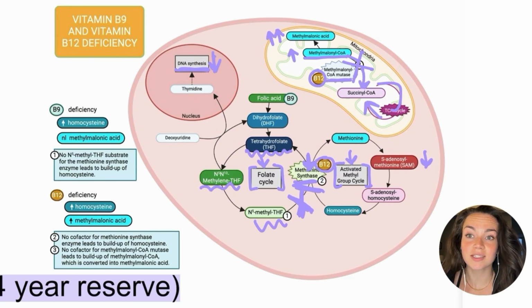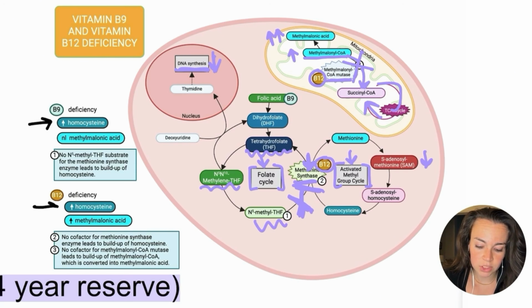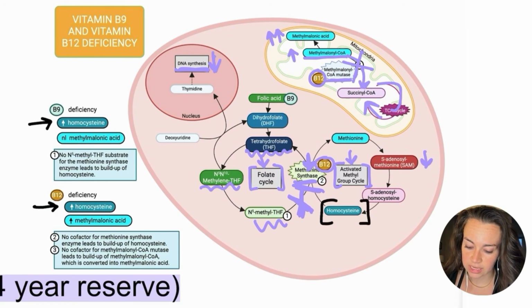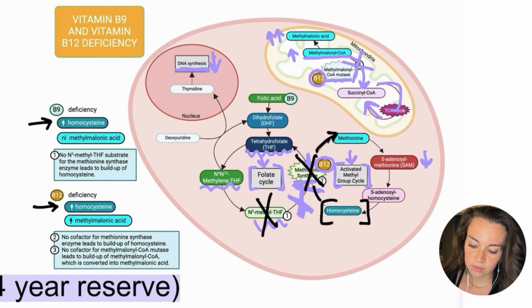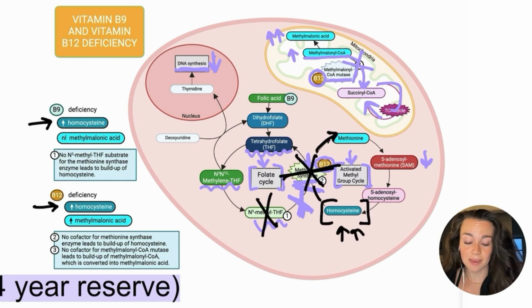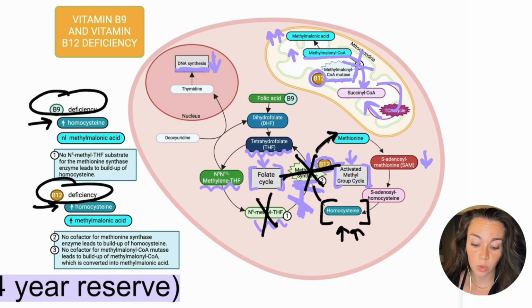So a common testing point that it's important to clarify quickly is that in both a B9 and a B12 deficiency, you will see a buildup of homocysteine. Right, here's homocysteine in our diagram. Regardless of whether we knock out B12 and the enzyme itself, or we knock out B9 and are missing the folate part of it, in both cases we can't turn homocysteine into methionine. We've knocked out this step, so we'll get a buildup of homocysteine. So that lab is the same between vitamin B9 deficiency and B12 deficiency.